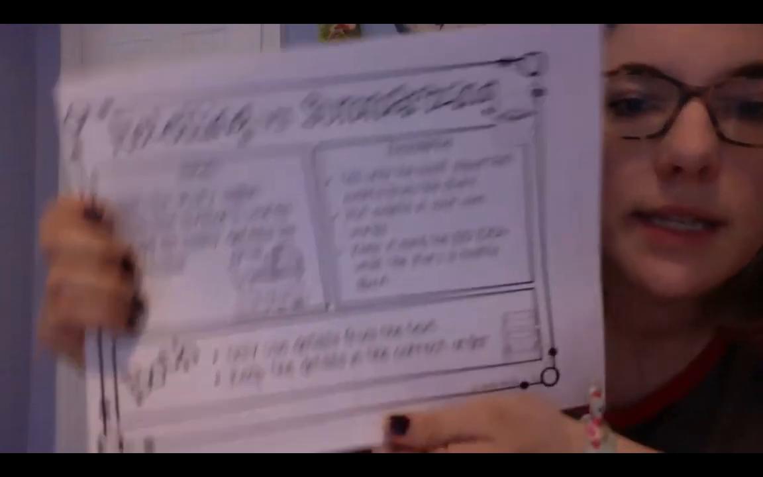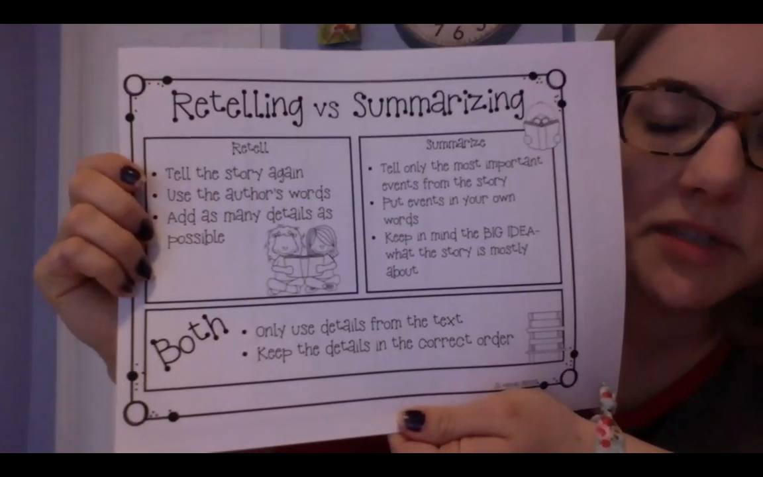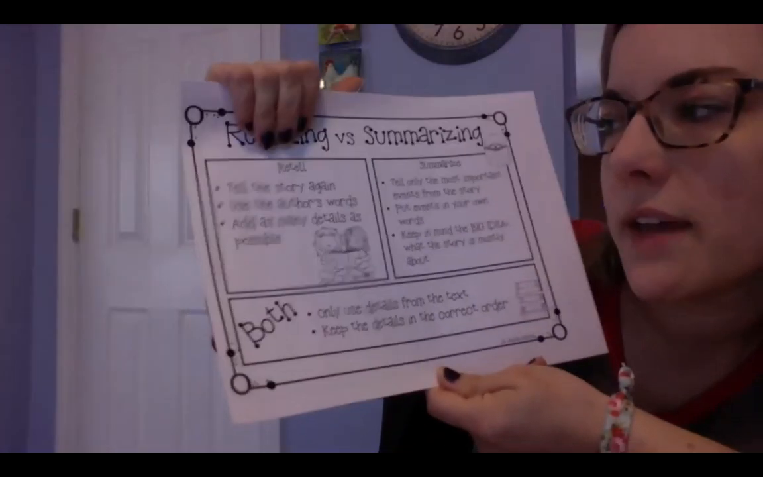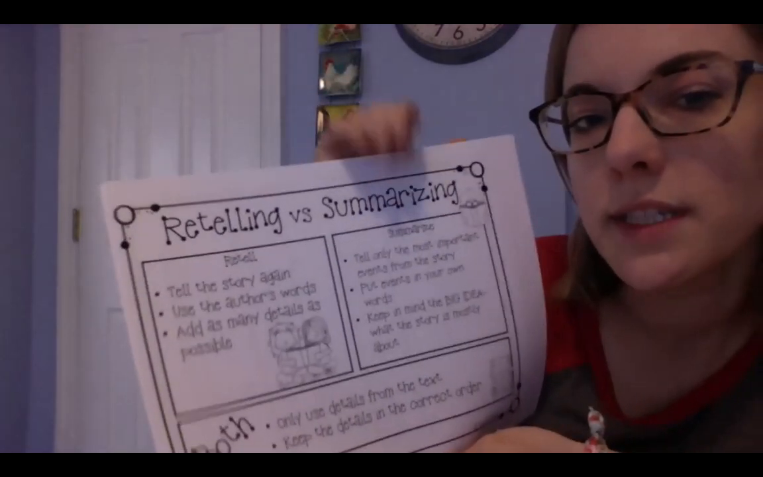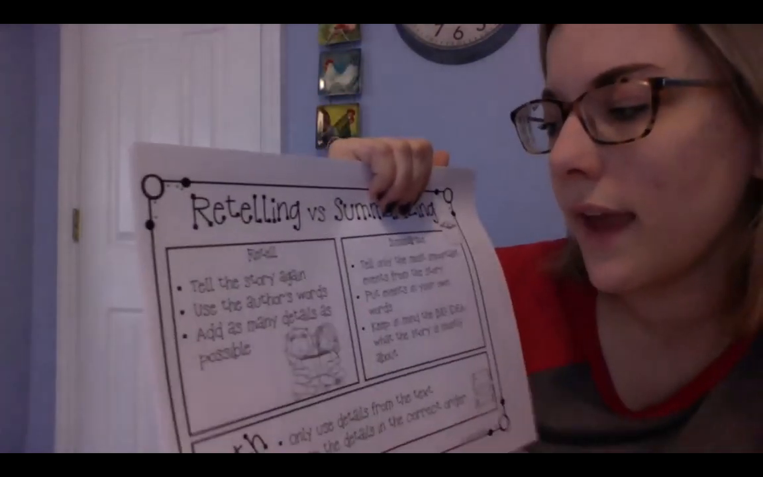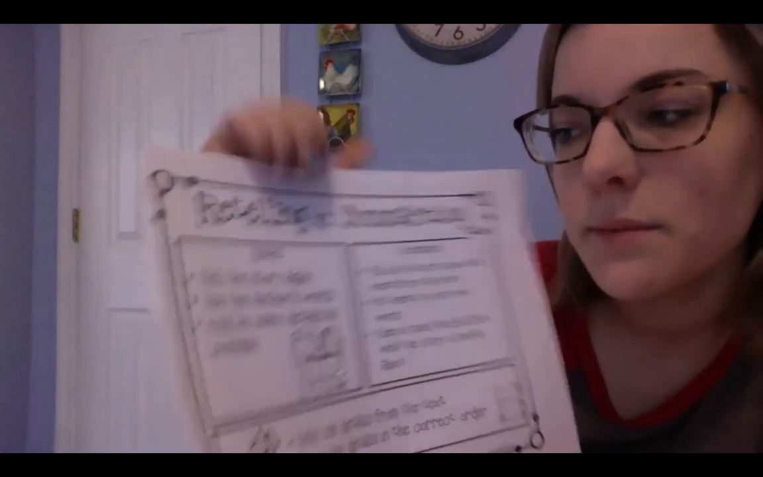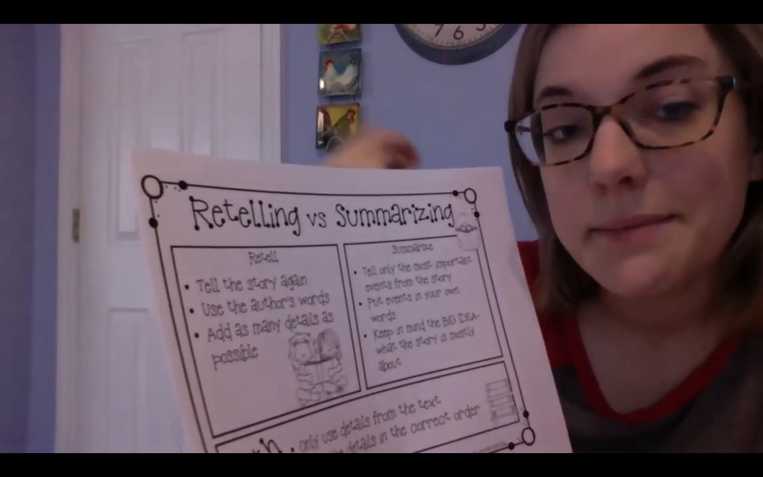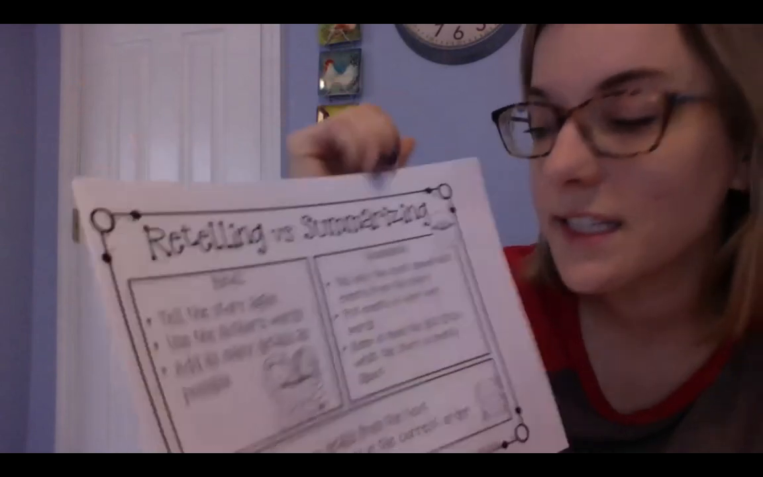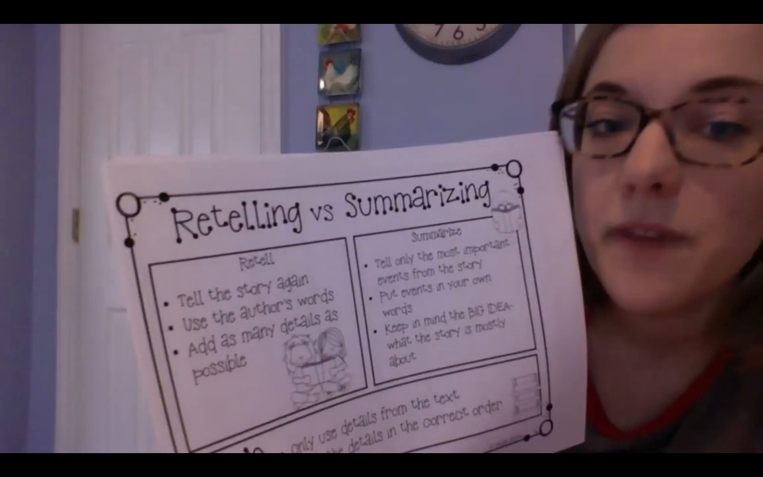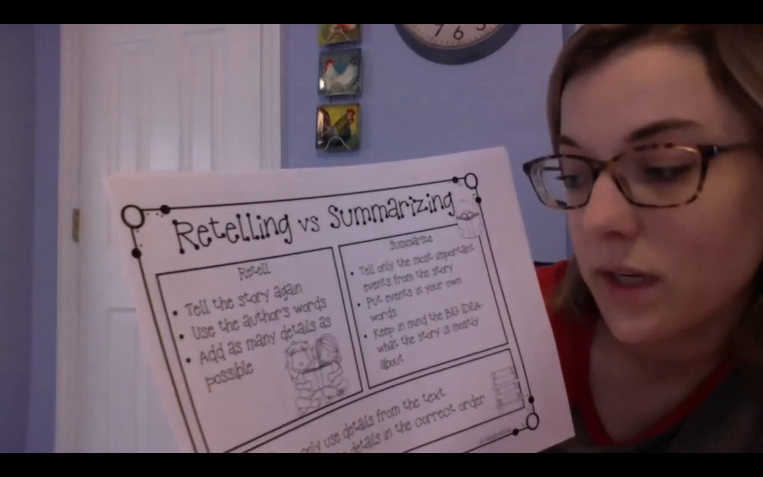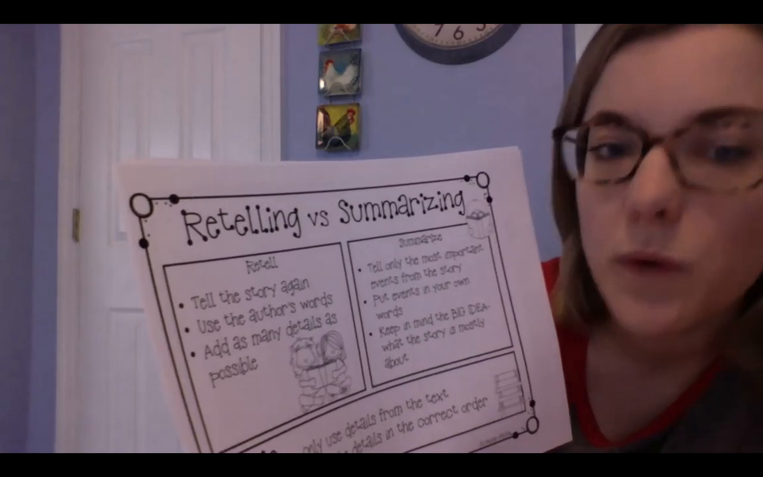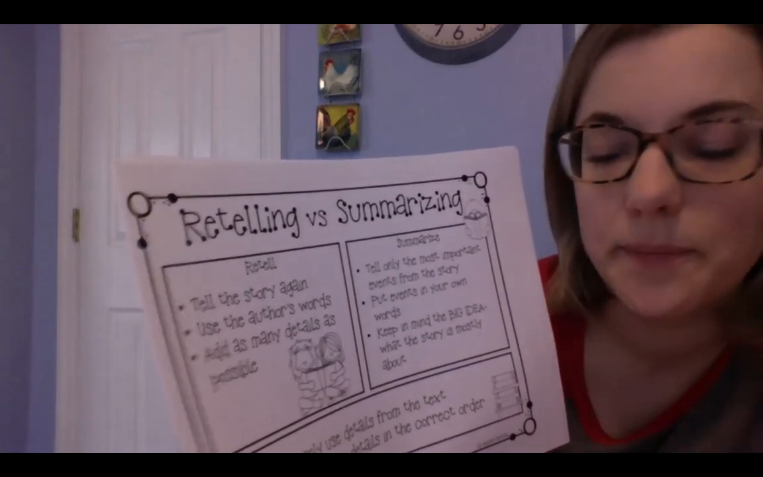All right, so I'm including this notes sheet in the materials I'm sending you today. It's just reminding you the difference between retelling a story and summarizing a story. We're going to try to focus on summarizing. Summarizing is a lot more difficult of a task. Retelling is simply telling the story again, and you're using the author's words, and you're adding as many details as possible that you can remember. Whereas in summarizing, you're only including the very most important events from the story. You're putting the events in your own words, you're not using the author's words, and you're keeping in mind what the big idea of the story is.